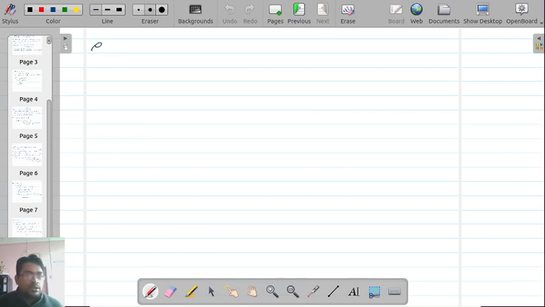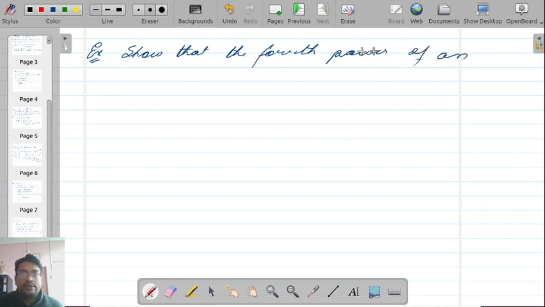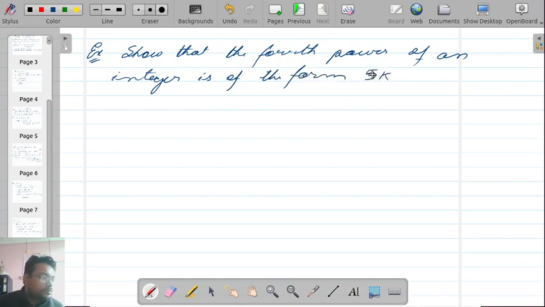Okay, so similarly you can try this also. Show that the fourth power of an integer is of the form 5k or 5k plus 1. I'll give you this as a home task. You try to do it. So you start with divisibility by 5.